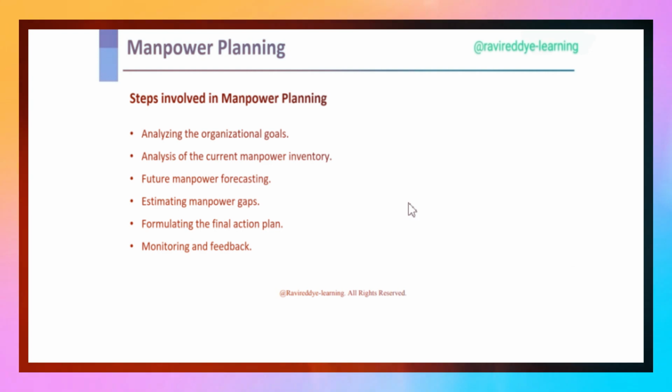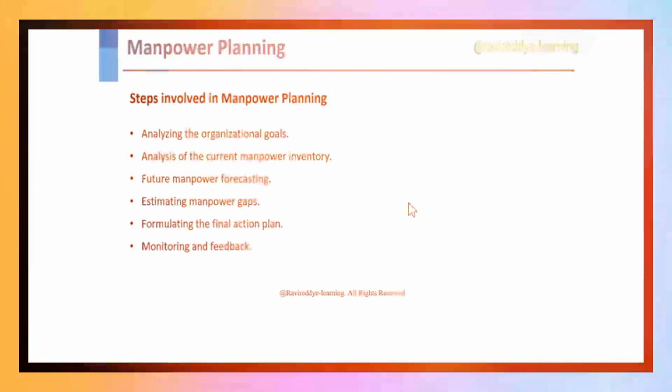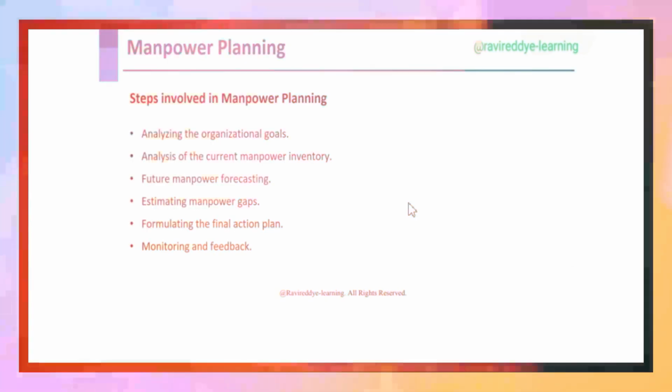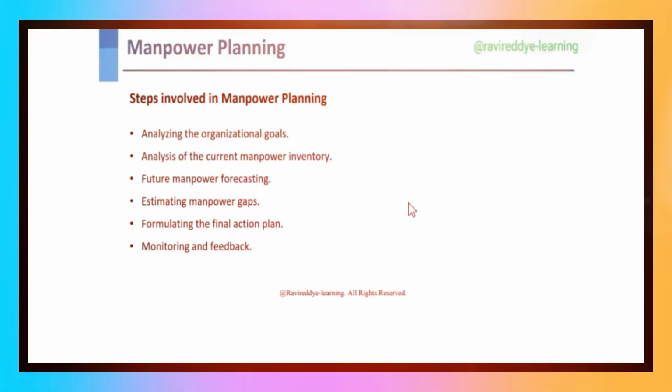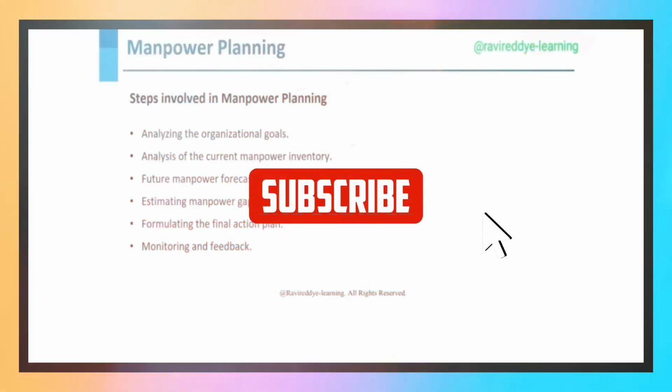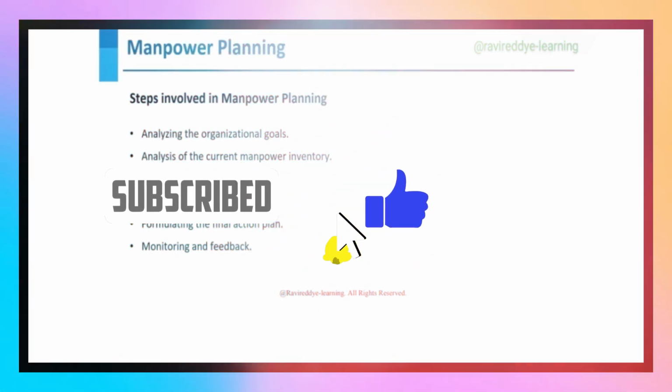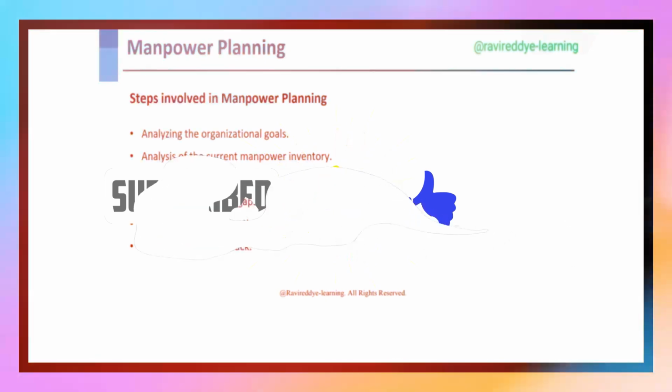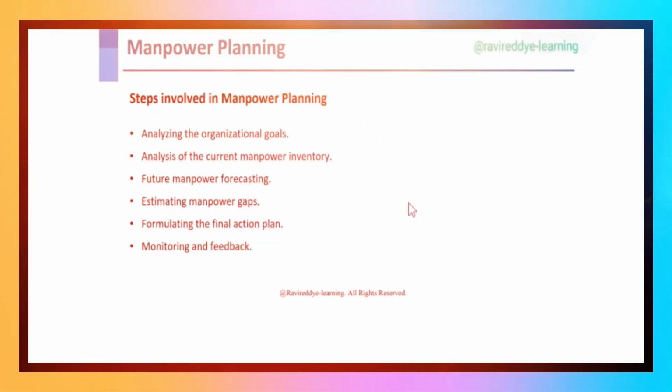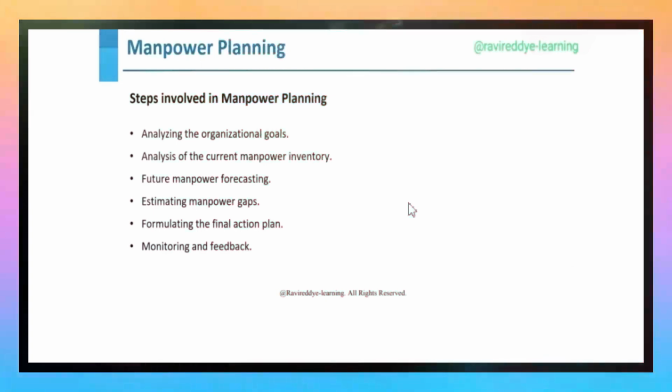You figure out that four people are required, so there is an excess of one person. That's nothing but your manpower gap. Then formulating the final action plan. If there is a gap, a lack of people, we need to hire, which will go to your recruitment and selection process. If there is excess, then we need to strategize different ways.